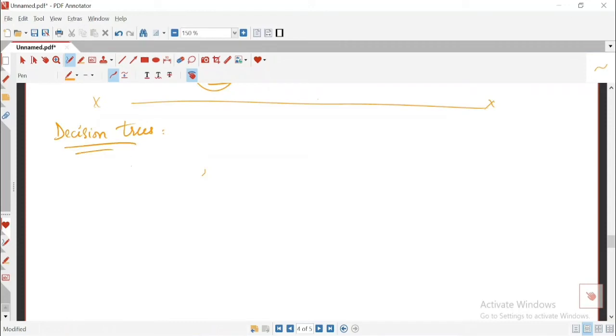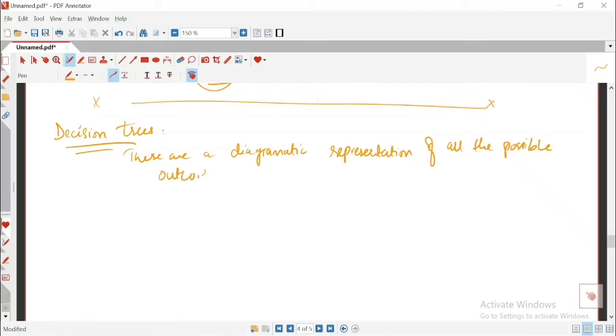Decision trees are quite similar to expected values. Basically, these are a diagrammatic representation of all the possible outcomes. इनको कहते हैं payoffs. सारे payoffs का एक diagrammatic representation होता है. जो बाकी techniques थी, those were the matrix representation, and this is a diagrammatic representation.